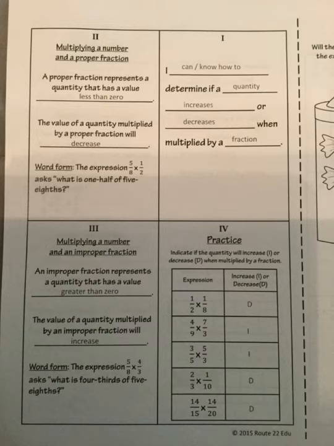Multiplying a number and a proper fraction here is what we're looking at. A proper fraction represents a quantity that has a value less than 0. Okay, let's read that again. A proper fraction represents a quantity that has a value less than 0. It's a proper fraction, okay? The value of a quantity multiplied by a proper fraction will decrease.